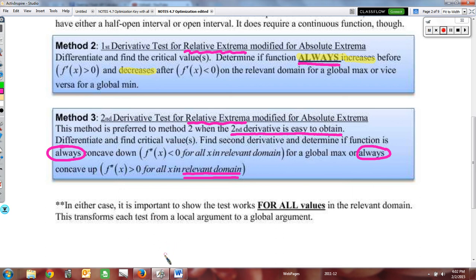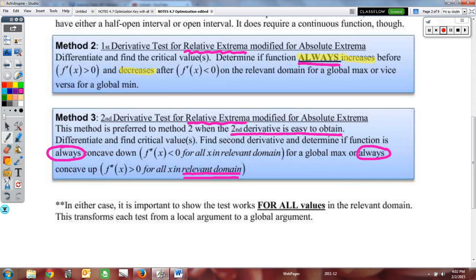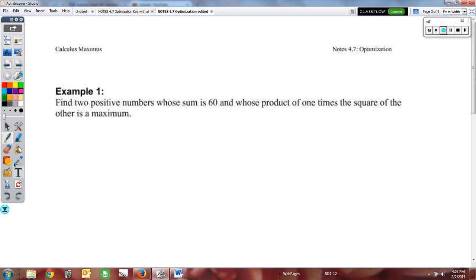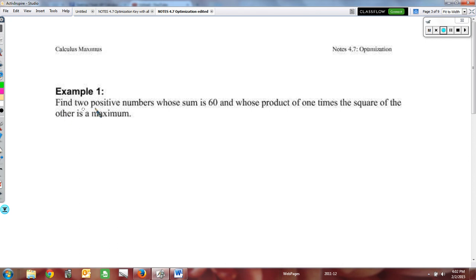Right? So now let's take a look at a few simple examples, and you'll see they work from easy to hard. We're starting with the easiest ones, and we're going to work our way up. So I'm reading the problem. Find two positive numbers whose sum is 60 and whose product of one times the square of the other is a maximum. So the first thing you're going to look at is: why is this not a related rate problem? They're not asking me to find out how fast the numbers are changing with respect to time. It has nothing to do with time. What I'm trying to do is determine a maximum, and I'm trying to maximize the product.